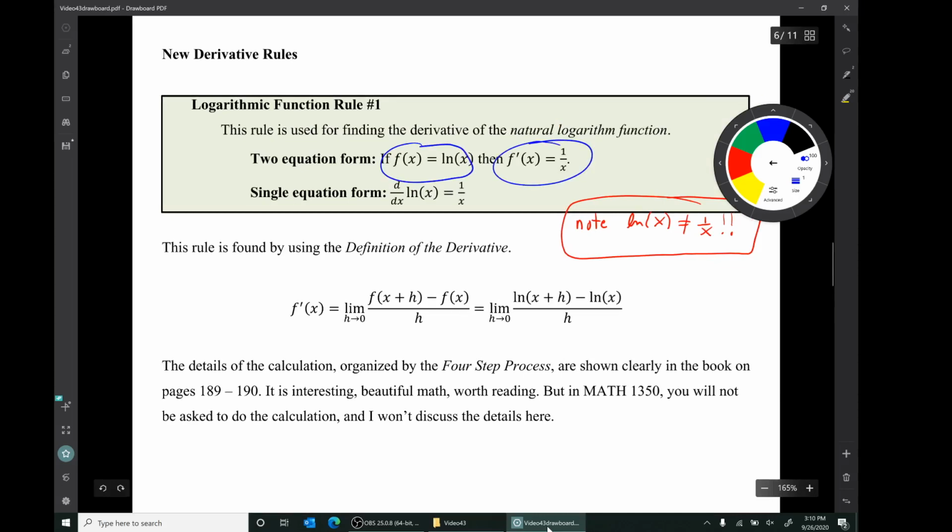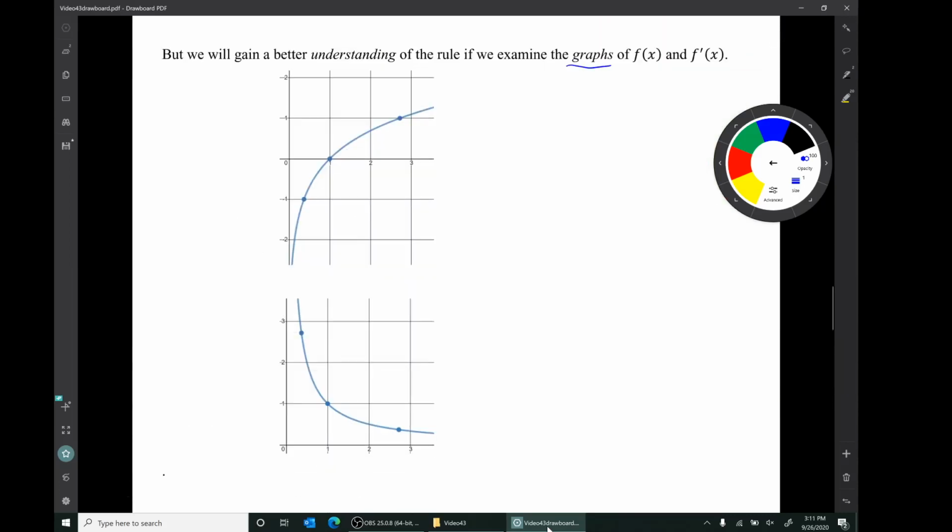So what I've got on the next page are computer-drawn graphs of y equals ln of x and y equals 1 over x. So this top graph we have f of x. And on the bottom we have f prime of x, which is 1 over x. Notice that these are not the same graph. ln of x is not the same as 1 over x. All right, now remember what we're supposed to do. We're supposed to compare the numbers that are the slopes on the graph of f of x to the numbers that are the y values on the graph of f prime of x.